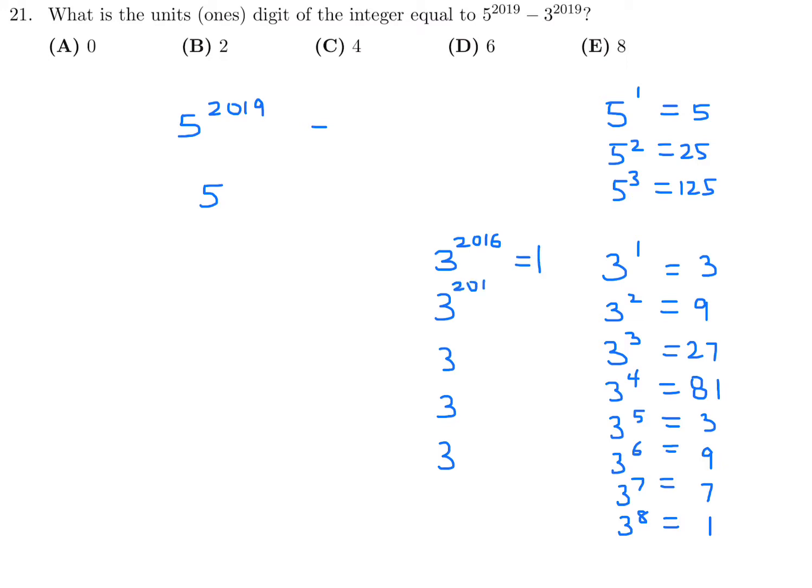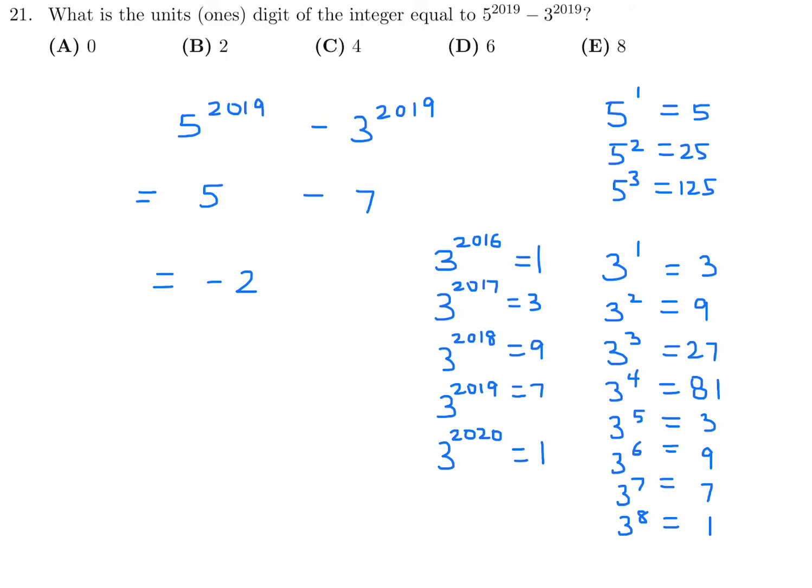So 2017, 2018, 2019, 2020. All I have to do is just use the pattern now. The pattern is 3, 9, 7, 1. So 3, 9, 7, and then 1 again. So the units digit of 3 to the power of 2019 is 7. So all we have to do is really just look at the units digits. 5 minus 7 is negative 2.